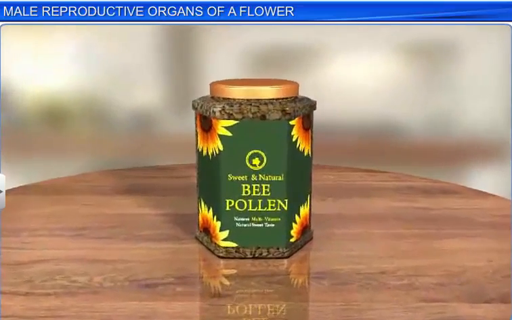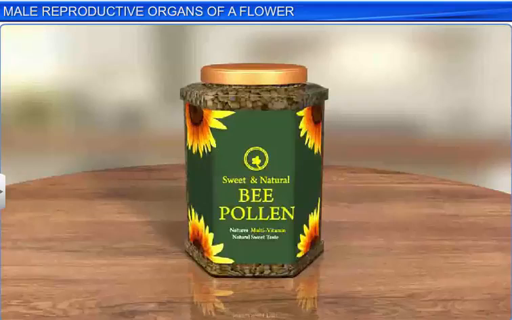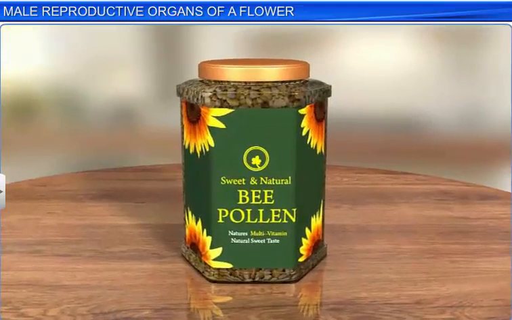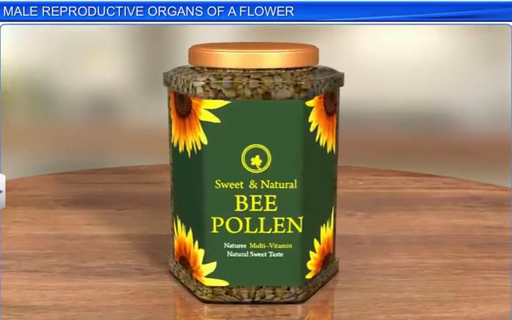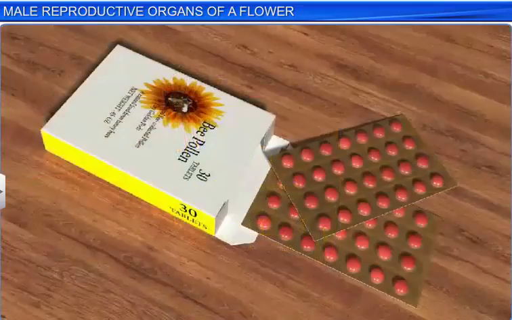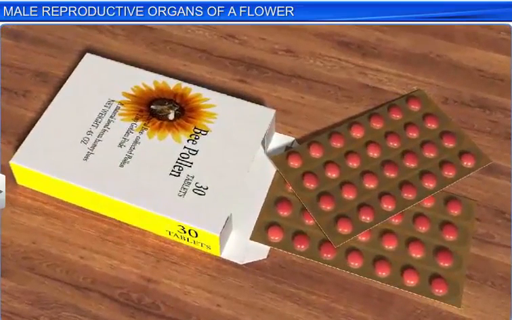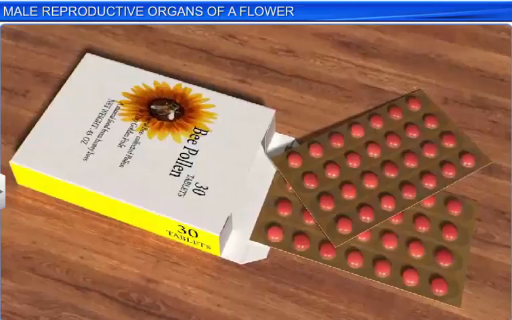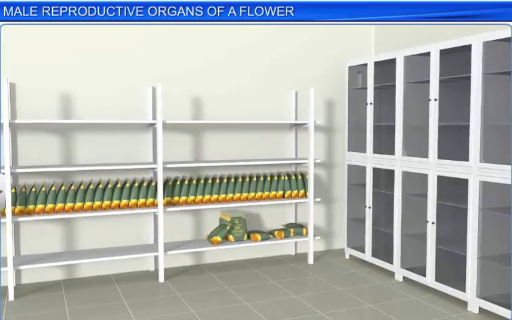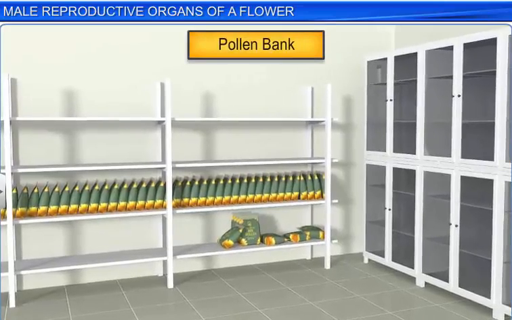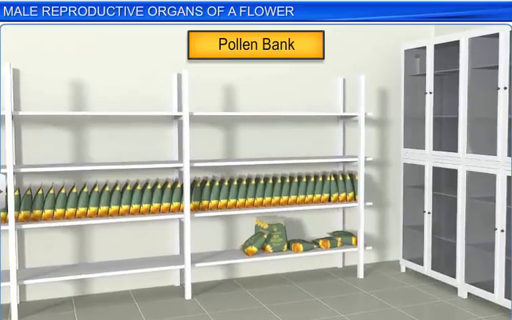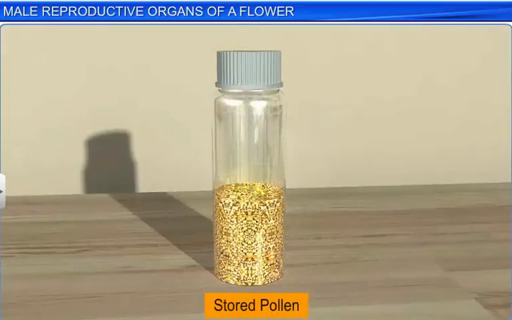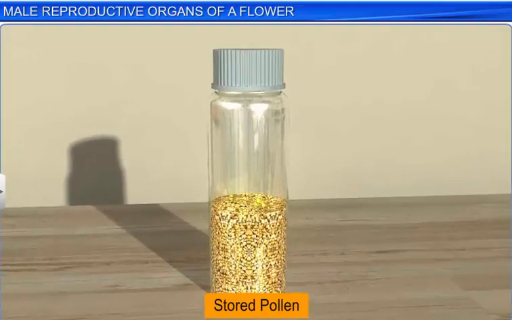Pollen grains, which play a vital role in plant reproduction, are also often consumed by human beings as they are rich in nutrients. Pollen products, in the form of tablets and syrups, are commonly spotted on shelves of supermarkets. Moreover, pollen is also stored in pollen banks in liquid nitrogen at minus 196 degrees centigrade. The pollen is later used in plant breeding programs.